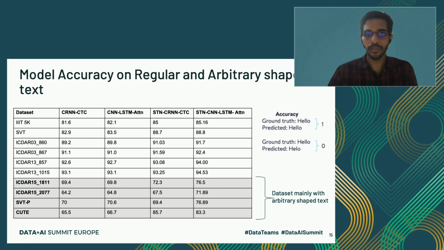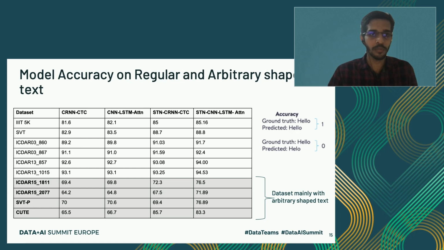When I say accuracy over here, let's say the ground truth is hello and the predicted is hello. If there is an exact match, then the score is given as 1. Even if there is a mismatch in a single character, the score is treated as 0 here.